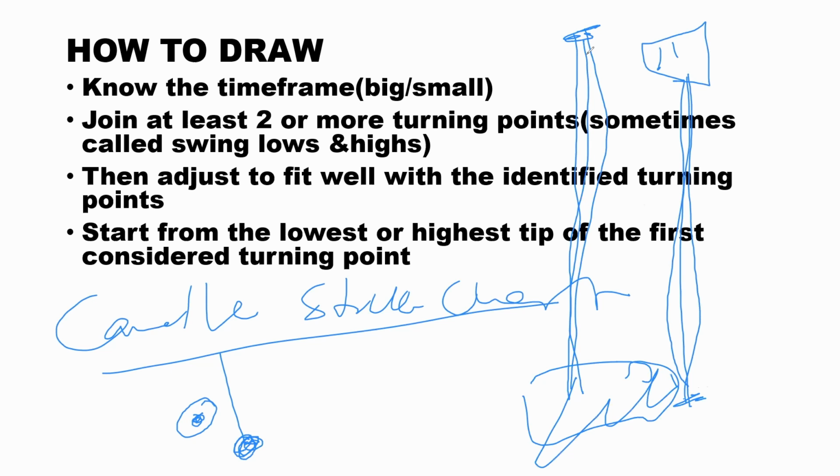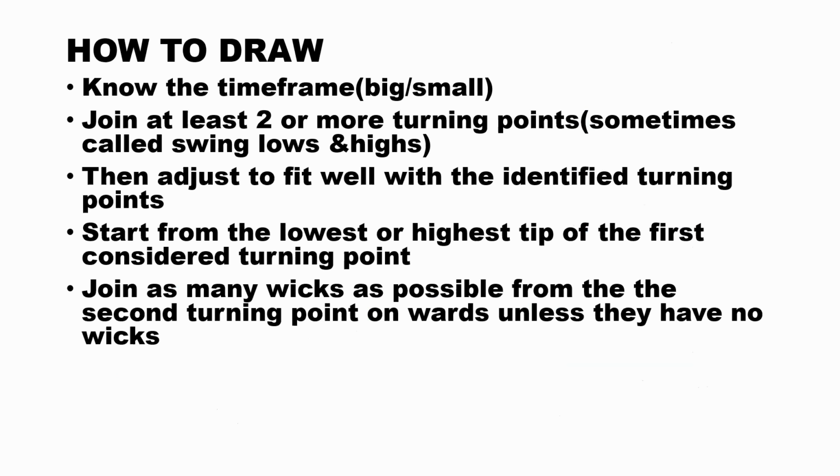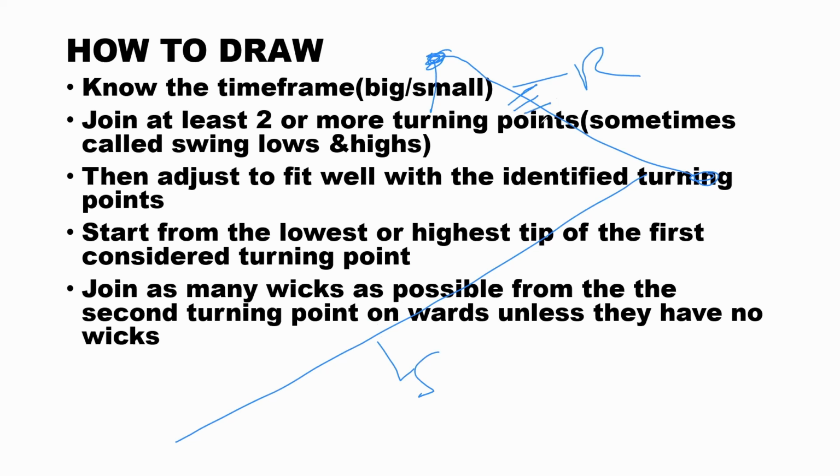Now, let's go to the second one. After choosing the first point where you're going to draw from, remember we have said you choose the lowest if you're drawing from down to up, if you're drawing a support. If you're drawing a resistance, you have to choose the highest point. If you're drawing a resistance trend line, this is a support. The support is below the current price, and the resistance is above the current price. Do not forget that. So after choosing this first point of the highest wick here, I have to connect or join as many wicks as possible from the second point onwards.